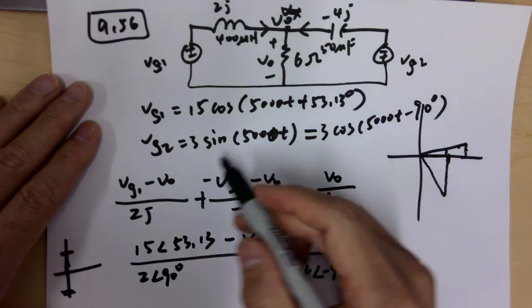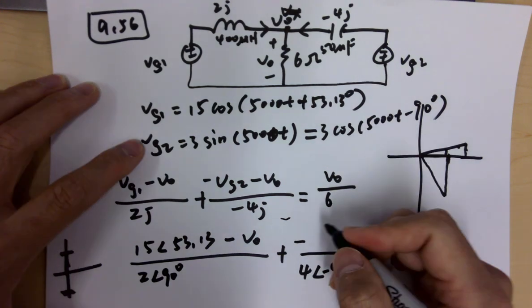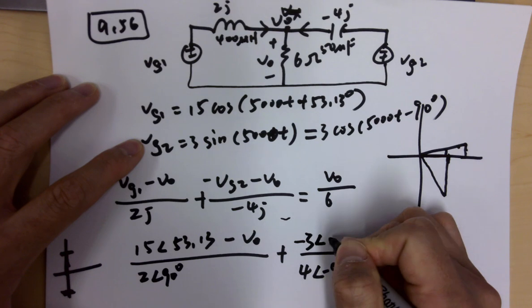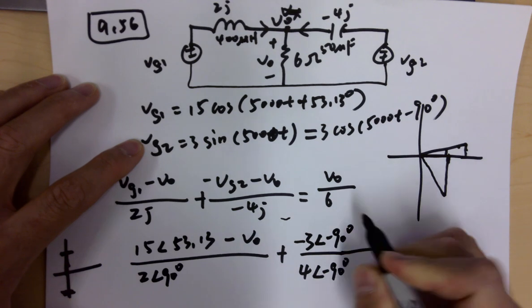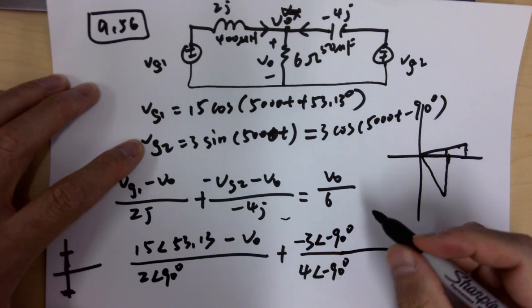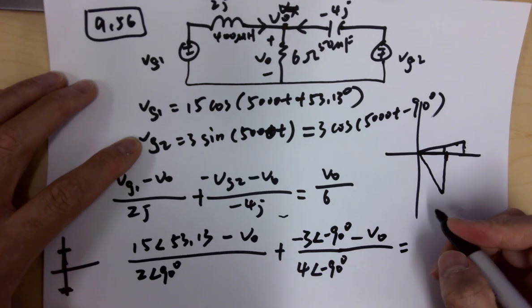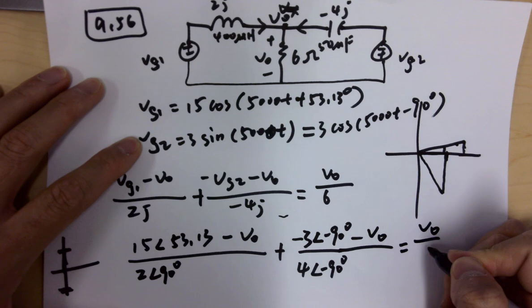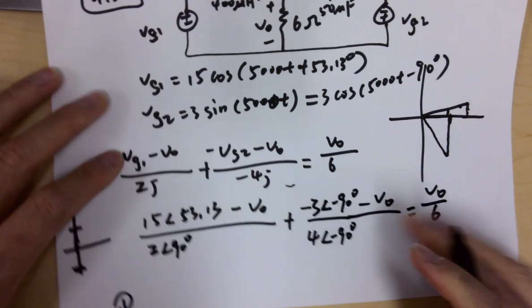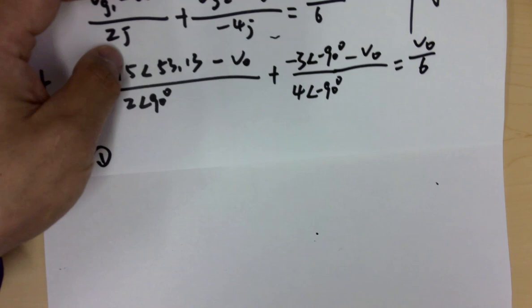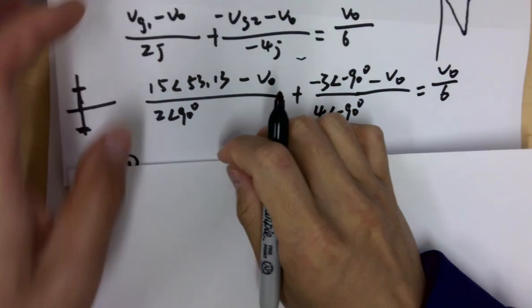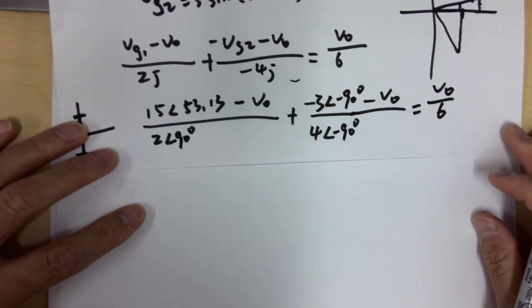And the top is minus this guy, which is 3 angle minus 90 degrees, minus V0, and equals V0 over 6. So we can directly use polar form to do the following calculations before we convert it back. That possibly will make things easier. Let's see. I don't know yet.